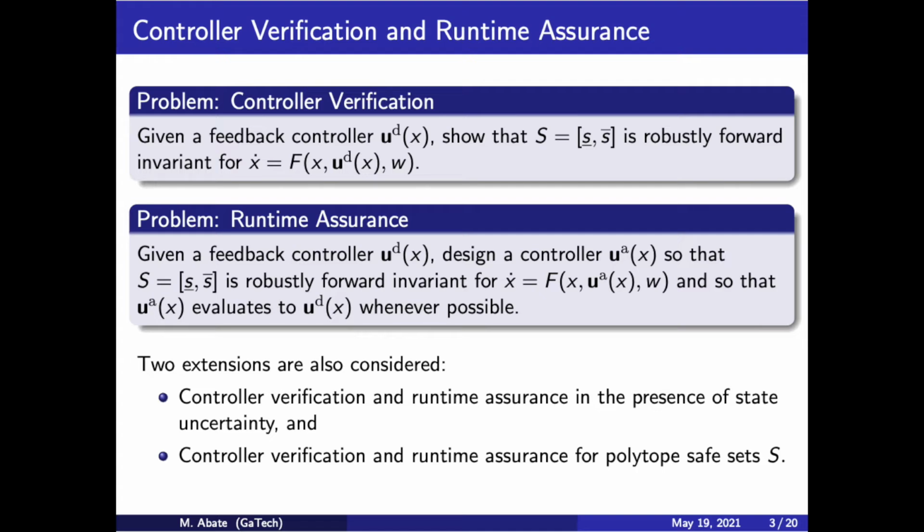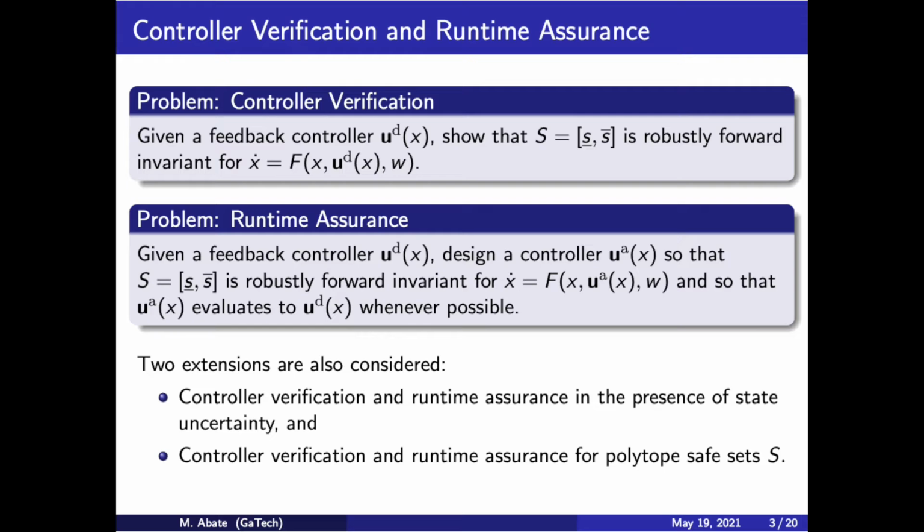Our second problem, as alluded to on the previous slide, is the runtime assurance problem. Again, we're given a desired feedback controller UD, but the goal of the problem is to design a controller UA, which maintains this forward invariance of the safe set, but also so that UA evaluates to UD whenever possible, or whenever it is safe to do so.